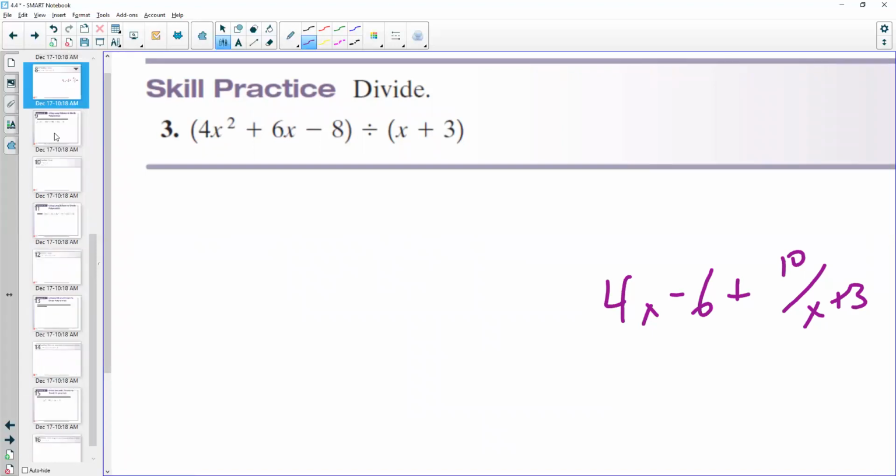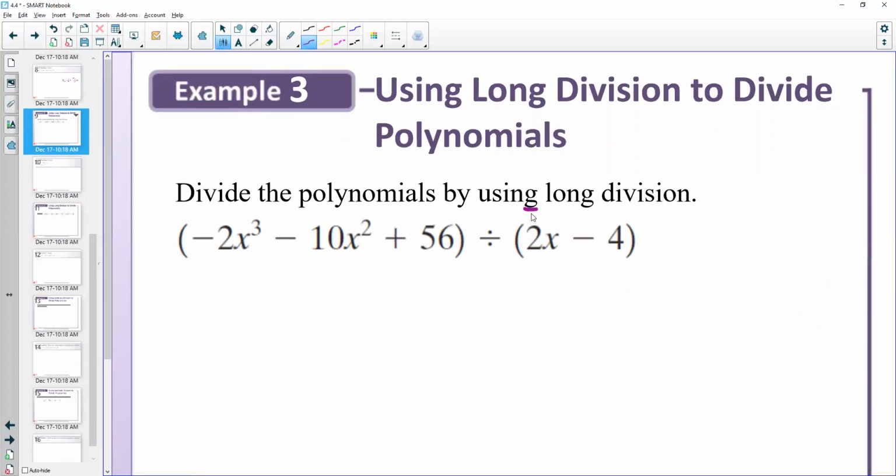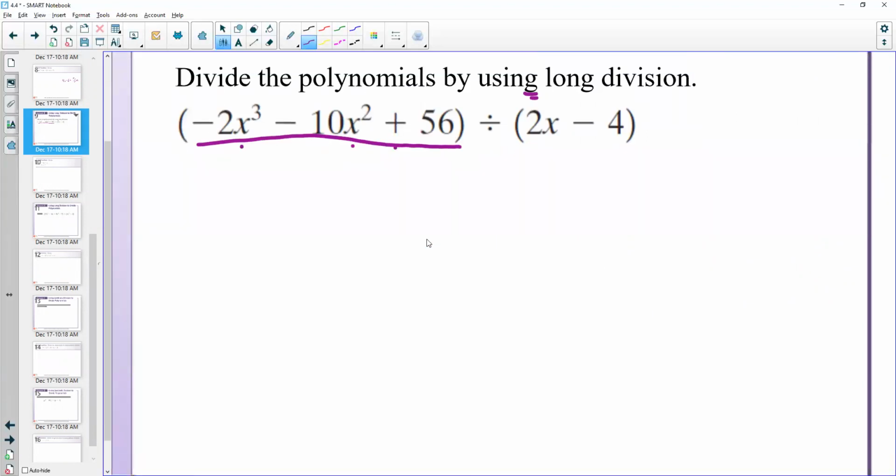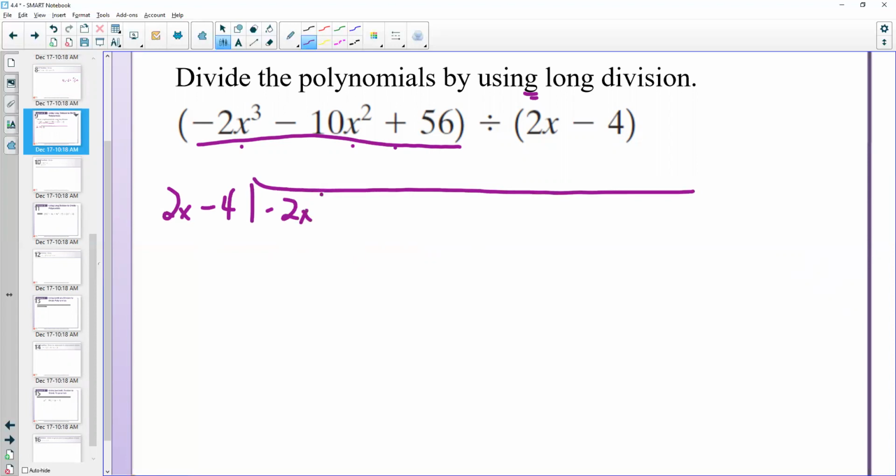We can also use long division when we have a number in front of x, okay? Notice my polynomial here, though, is not in standard form because I have x cubed, x squared, I have no x term, and I need it, okay? So I'm going to rewrite it with a placeholder. My placeholder is just 0, but I need it to be in the order. So I'm going to put my divisor outside, 2x minus 4, and then minus 2x cubed minus 10x squared plus 0x plus 56. Then I'm set up. So now I'm going to go term by term, just like I did before.